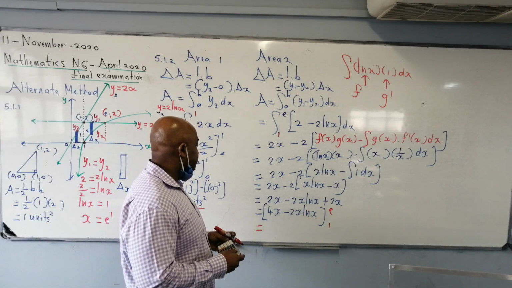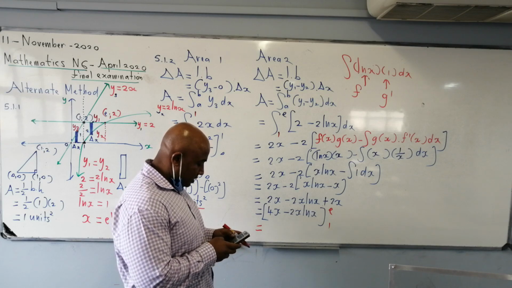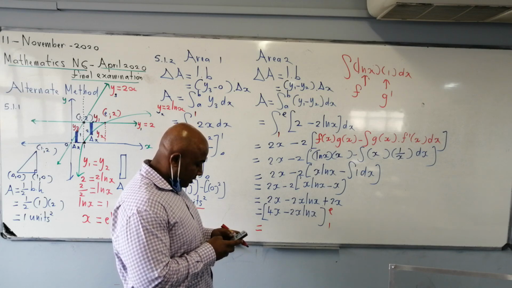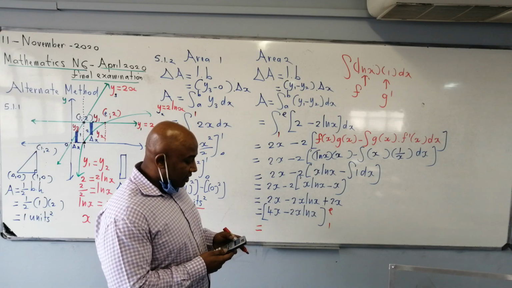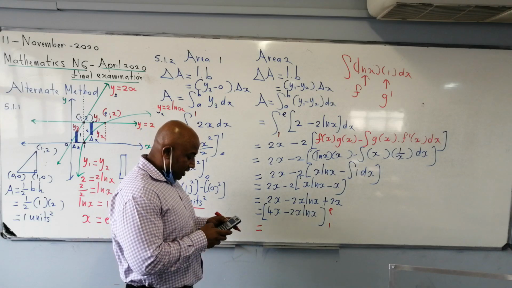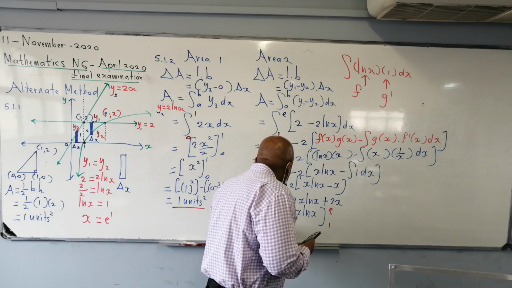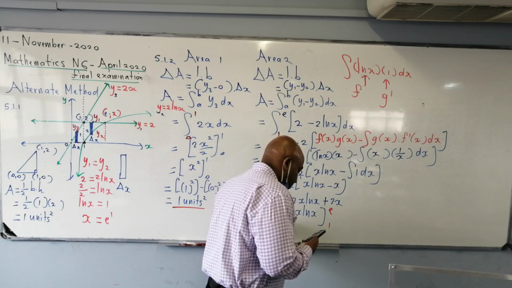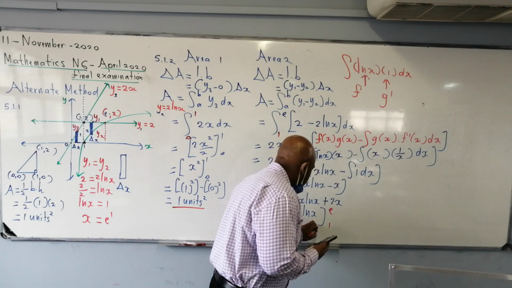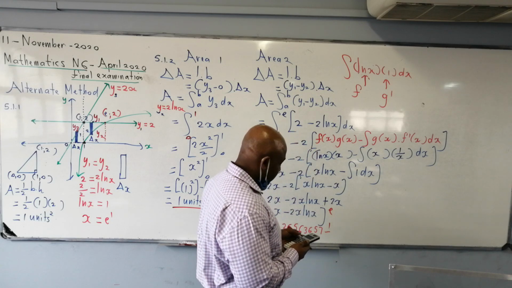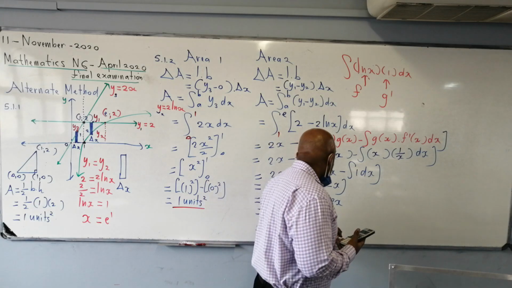Alright, so we got 4x minus 2x times ln of x, substituting e. To get e on the calculator, you press shift ln and put power 1. So we're getting 5.436563657, and then if we substitute 1, we get 4.